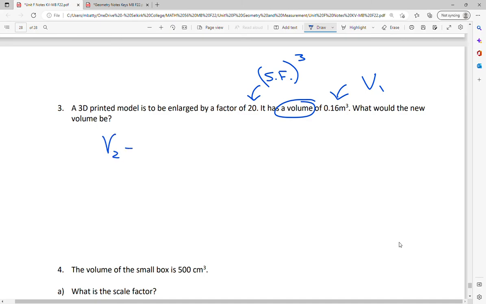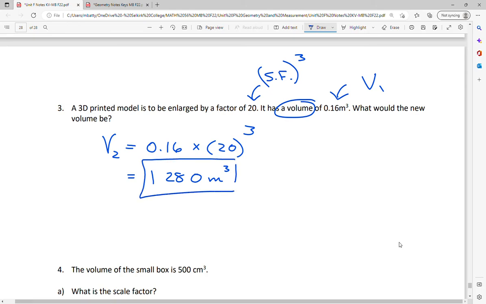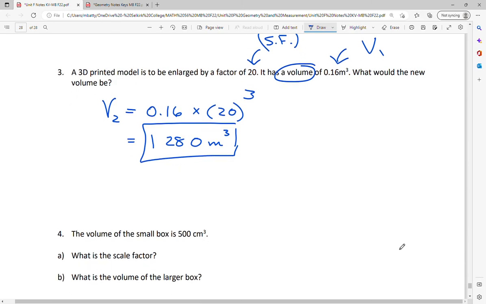My final volume, the actual volume of this thing, when it's actually built, not just 3D model printed, would be 0.16 times 20 cubed, right? Following that pattern, following that model. We don't have to know all the dimensions to calculate this secondary volume or this new volume. That's going to be 1,280 meters cubed. I left a deceptive amount of space for that one.